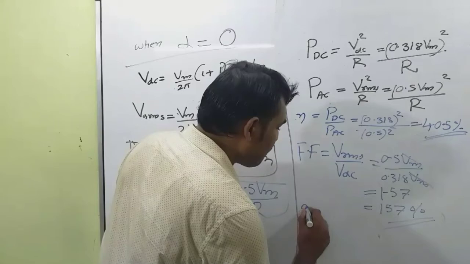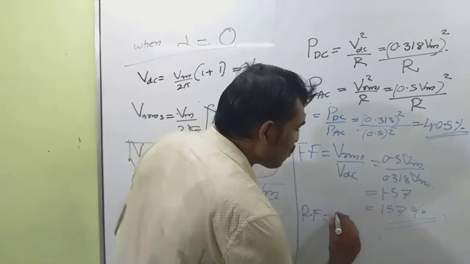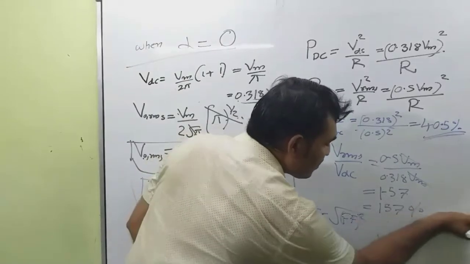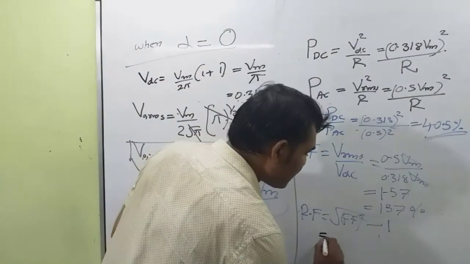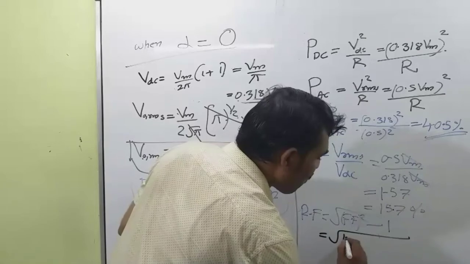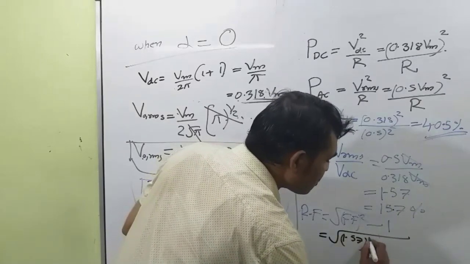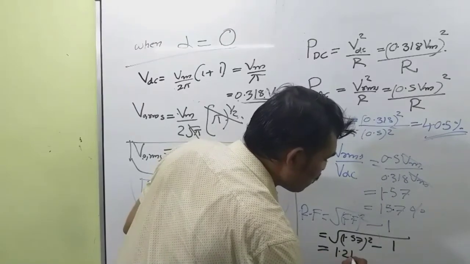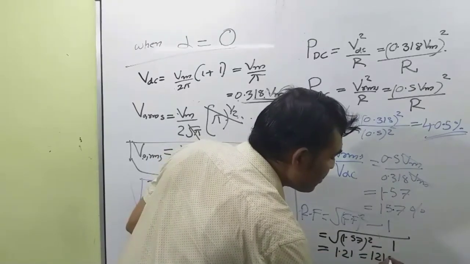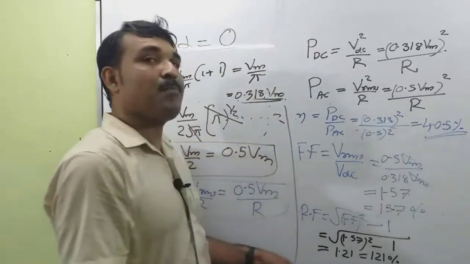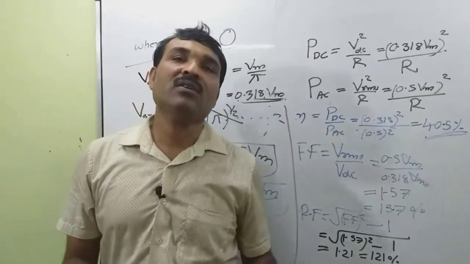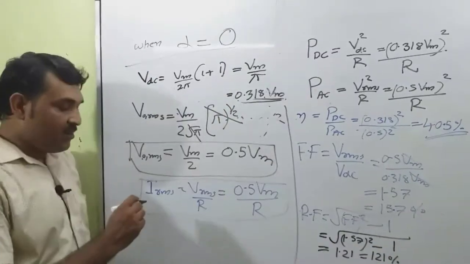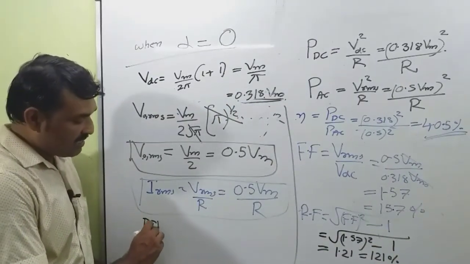Now the ripple factor is equal to the square root of form factor square minus 1. This is equal to the square root of 1.57 the whole square minus 1. That is equal to 1.21, that is 121%. That is the ripple factor. So the ripple factor of a half-wave rectifier is very large, that is 121%.